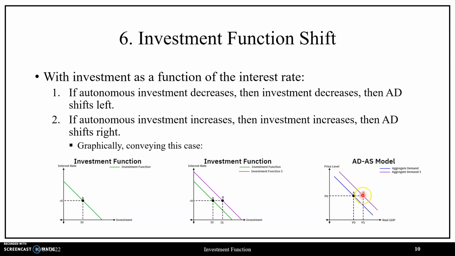Given this increase in investment and holding the price level fixed at P0, this means rightward movement to point B, where agents in the economy are now demanding a Y1 amount of real GDP, which is a strict increase from before.